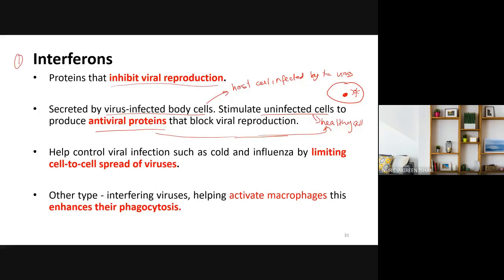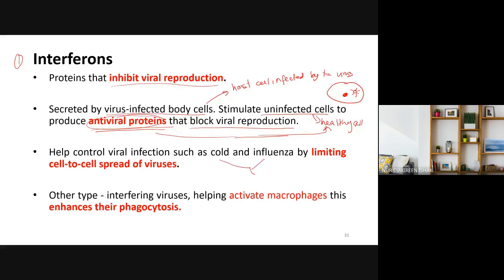So when the uninfected body cells produce this protein, antiviral protein, it blocks the entrance of the virus inside that healthy cell so that the virus cannot reproduce inside the healthy cell or the uninfected cell. Okay, so this will help control viral infections such as cold and also influenza. Okay, by limiting cell to cell spread of the virus.